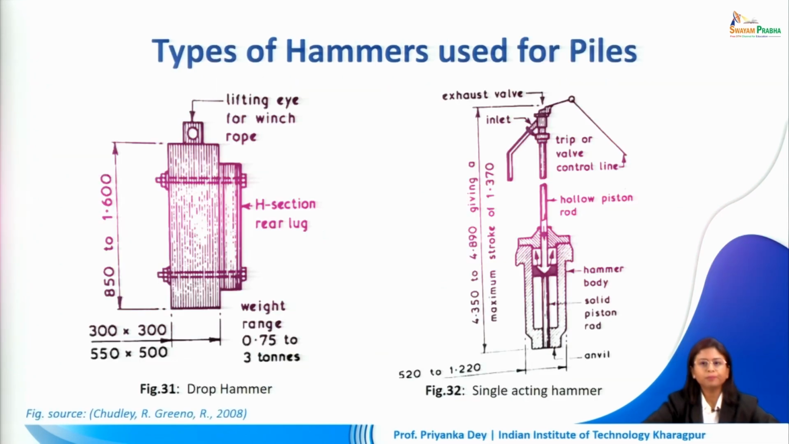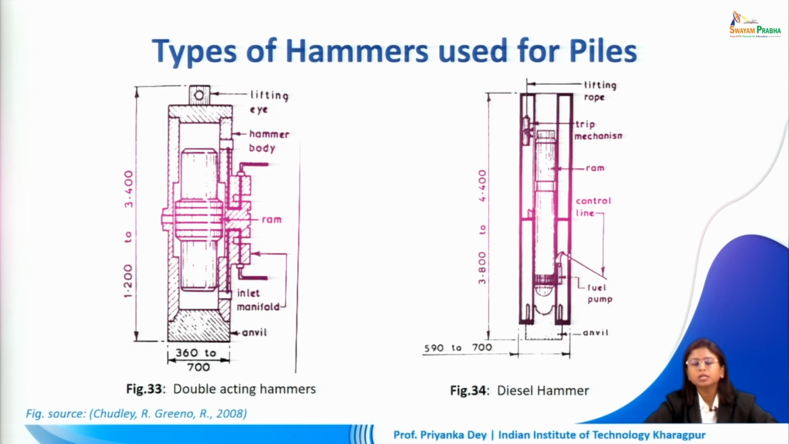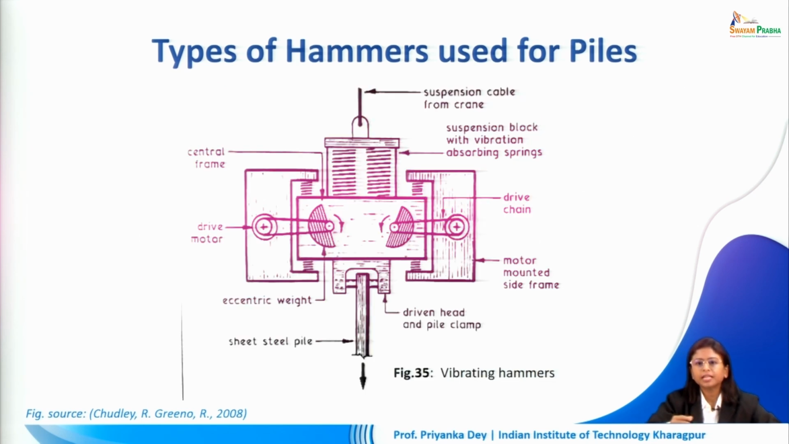So these are some pictorial representations of the hammers that we just learnt about: the drop hammer, the single acting hammer, the double acting hammer here, and the diesel hammer, and of course the vibrating hammer.